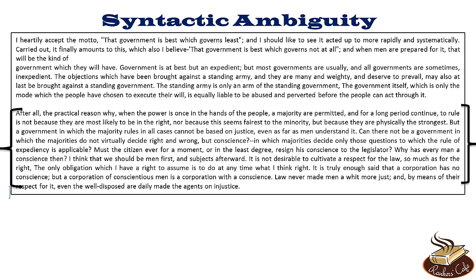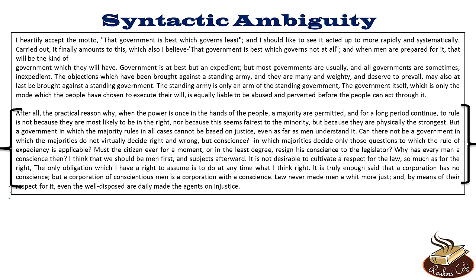It is truly enough said that a corporation has no conscience. But a corporation of conscientious men is a corporation with a conscience. Law never made man a whit more just, and by means of their respect for it, even the well-disposed are daily made the agents of injustice.